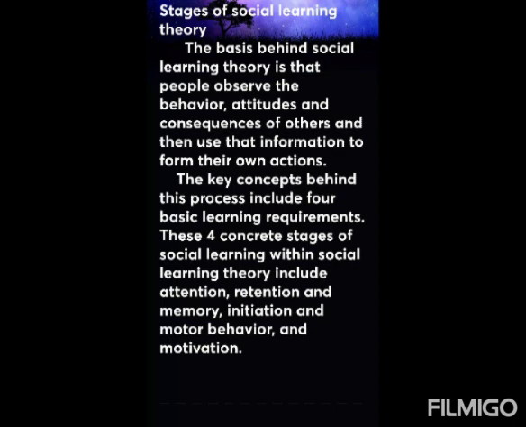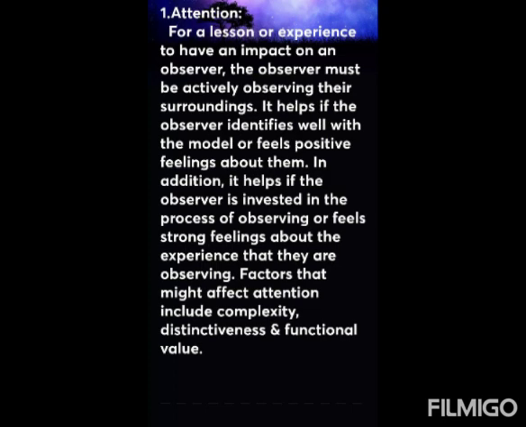What are the stages of social learning theory or observational learning theory? The basis behind social learning theory is that people observe the behavior, attitudes and consequences of others and then use that information to frame their own actions. The key concept behind this process includes four basic learning requirements: attention, retention and memory, reproduction or motor behavior, and motivation. The first is the attention process, the second is retention, the third is reproduction and the fourth is the motivational process.